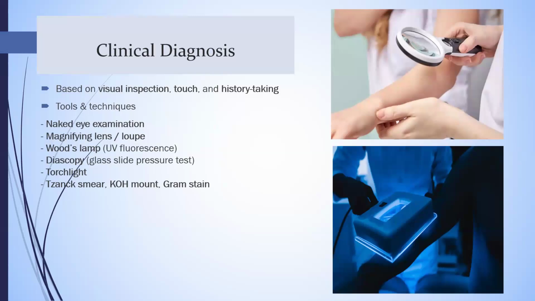So clinical, of course, by inspection, touch, history taking; we need a lot of elaborate history taking. Normally in a dermatologist's office you see a magnifying lens, which helps us a lot. And then the Woods lamp that you see here. The Woods lamp, the glass light pressure test, that is your diascopy, and the torchlight are an integral part of our examination. And then we have small side lab procedures like Tzanck smear, KOH mount, and Gram stain.